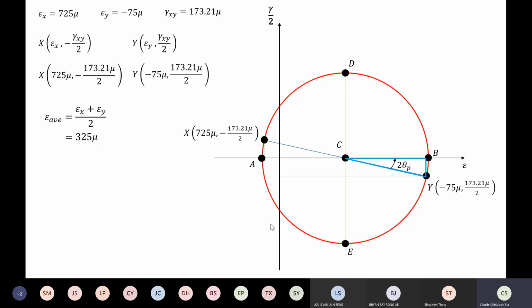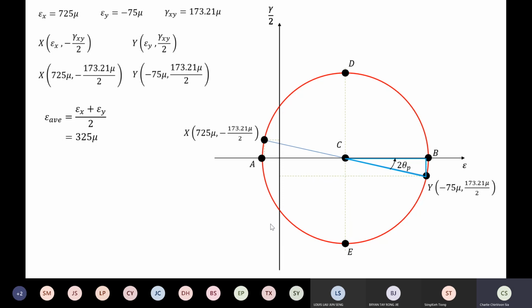If you want to calculate theta s, using the first theta p, it is 45 degrees apart. So the first theta s will be negative 38.89 degrees. The second will be 90 degrees apart, so will be 51.11 degrees. So this is how we calculate the theta p and theta s from the Mohr circle. Any questions regarding the Mohr circle? If no, we will proceed.